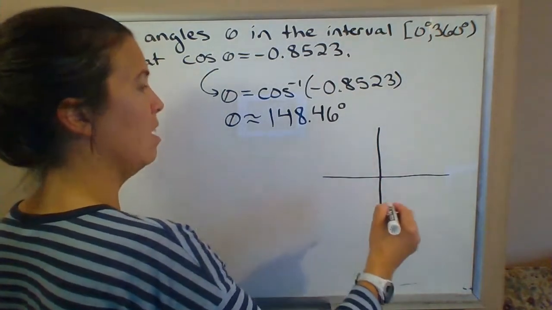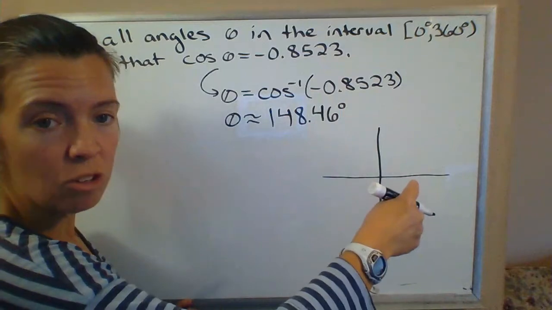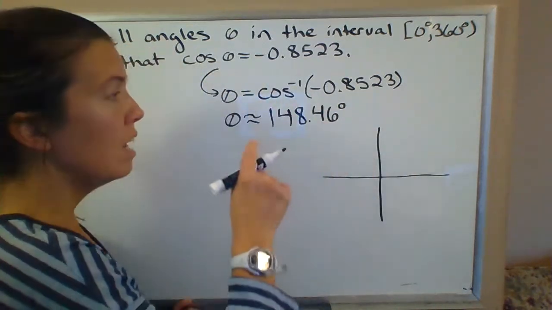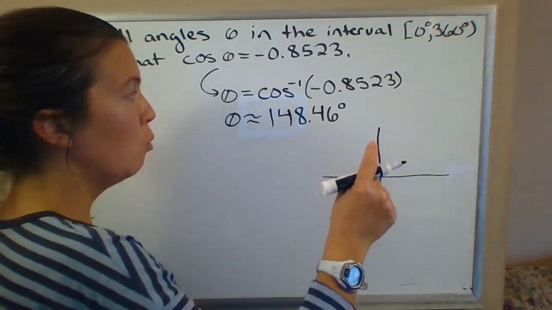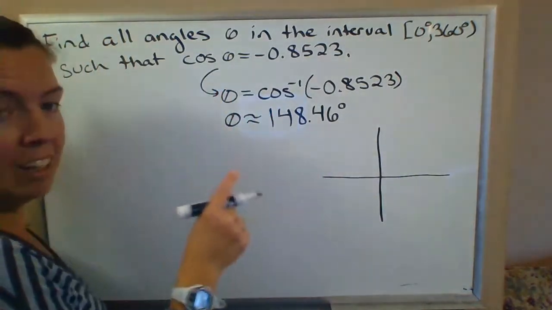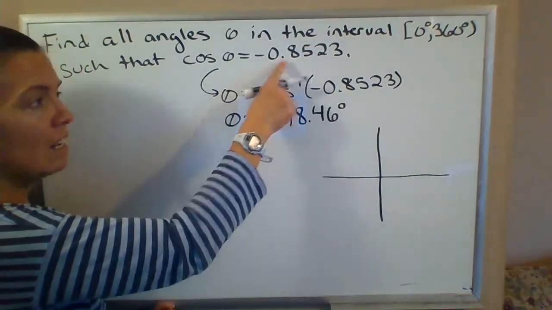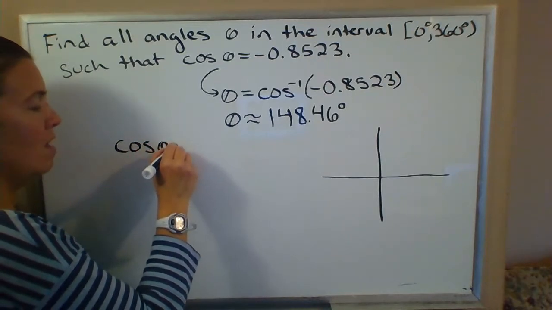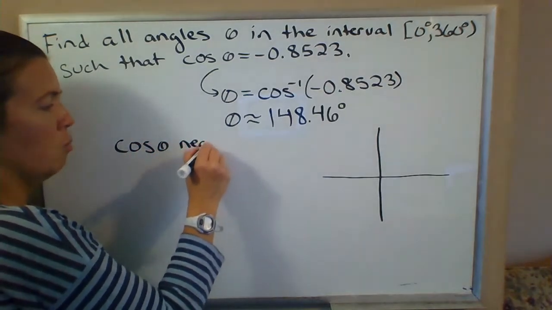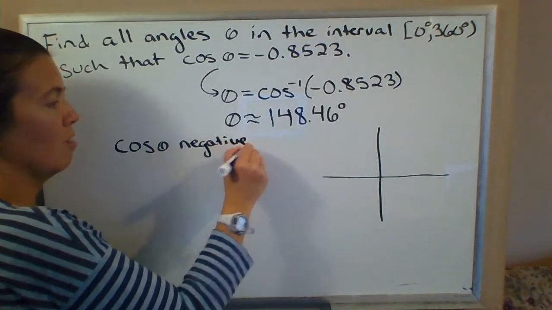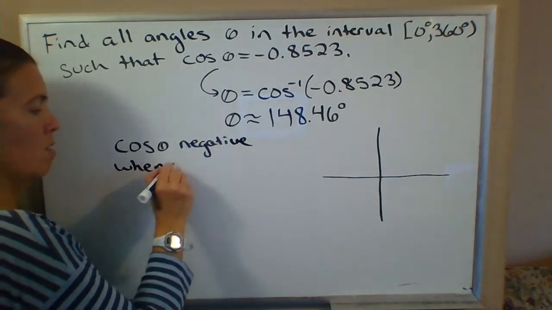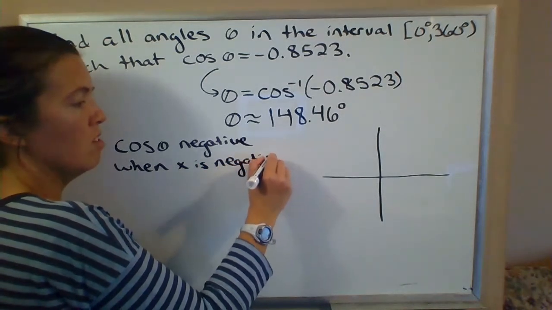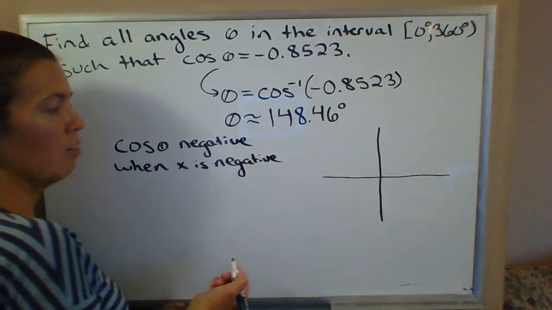So keep in mind, cosine is associated with the x-coordinate, right? Cosine theta is equal to x over r. We use that x, y, r definition. And so cosine is positive when x is positive. And here we want cosine to be negative. So cosine of theta is negative when the x-coordinate is negative. So we need to think about the quadrants in which the x-coordinate is negative.